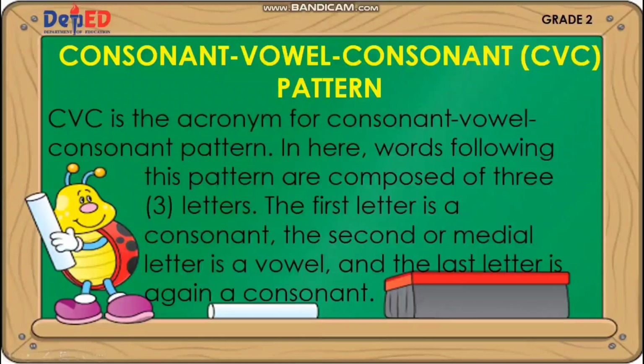Once again kids, CVC is the acronym for consonant vowel consonant pattern. In here, words following this pattern are composed of 3 letters. The first letter is a consonant, the second letter is a vowel, and the last letter again is a consonant. I hope kids that you learned something today.